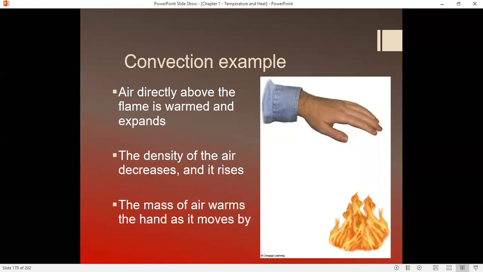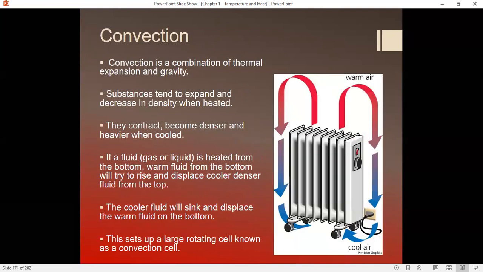All you need to do is hold your hand above a flame and you can feel the hot gases rising due to the buoyancy, okay? Density of the air decreases as it's heated, it rises. And this really is how we generate our convection, okay? The warm air rises, cools off, becomes more dense, sinks, and then is reheated and rises again.